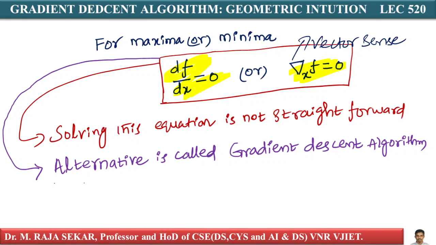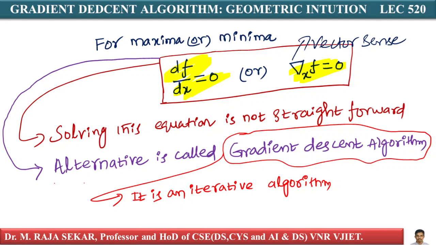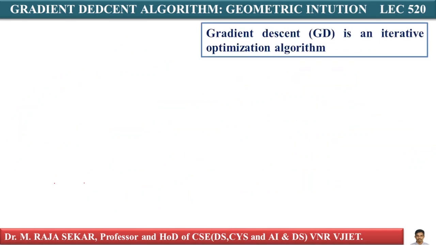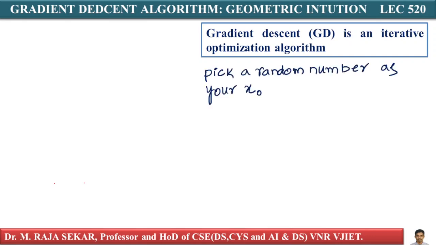A gradient descent algorithm is an iterative algorithm. It's an alternative algorithm which is very easy to implement on a modern computer, and it works like this. First we have to make a guess of what our x is. Pick a random number as your x naught. This is the initial approximation, your first guess of your x star.